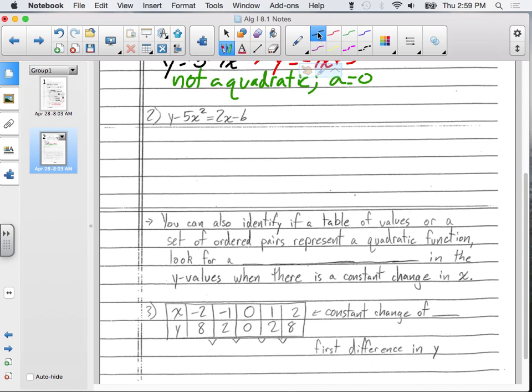So when we get y by itself, to do that, we add 5x squared to both sides.